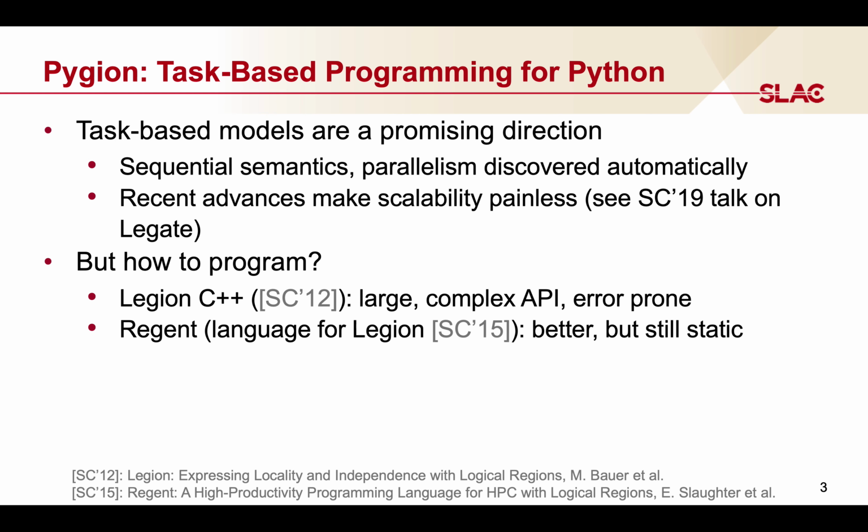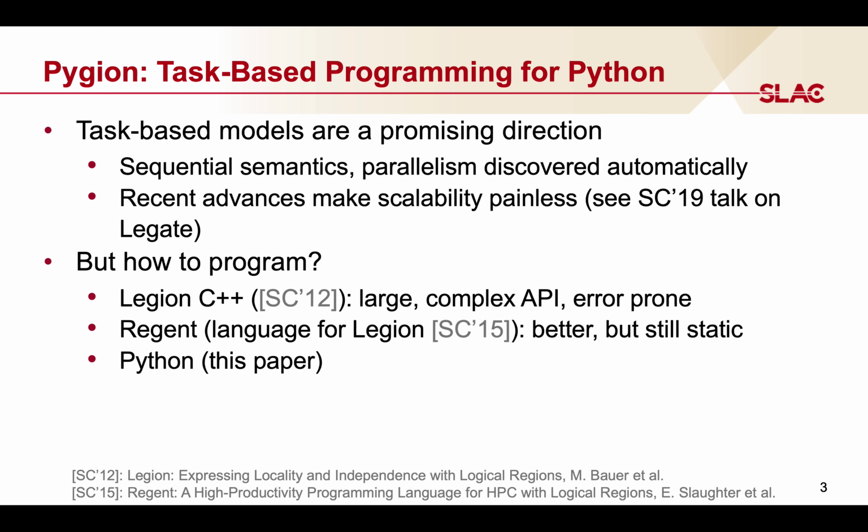A number of years later, we developed a programming language called Regent, which is essentially a language for the Legion programming model. It's better because it provides dedicated abstractions for a lot of the things in the Legion programming model, tasks and other sorts of things. But it's still a static language. And so it's really not the right fit for these kinds of users, particularly when they come in their experience with more dynamic languages.